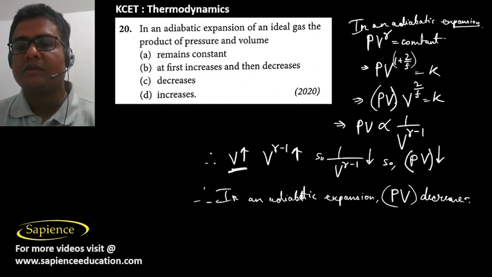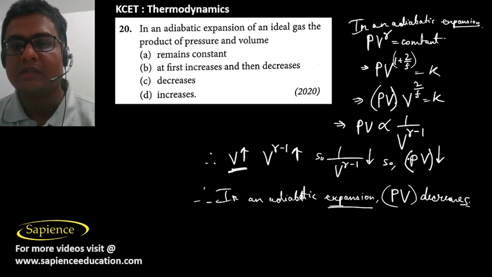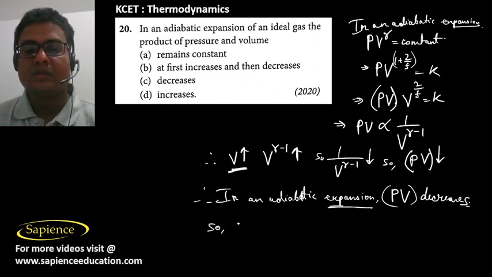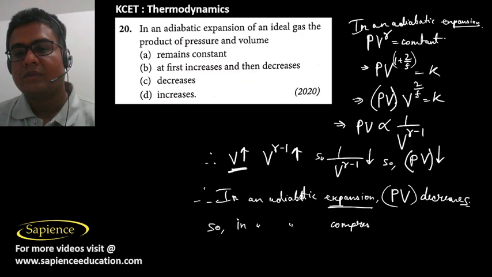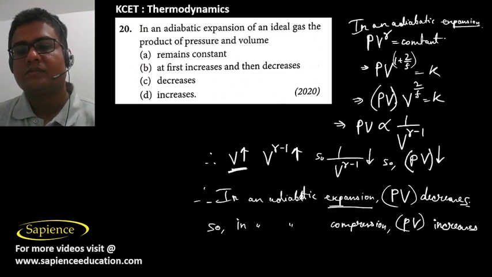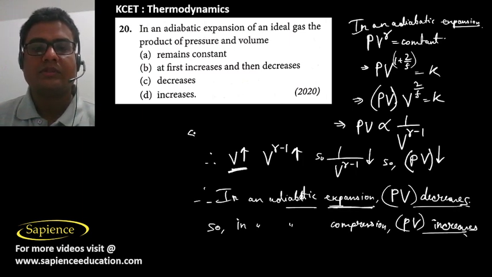So it means that when there is adiabatic compression, the volume will decrease, then the product of pressure and volume will increase. So we can also say that in an adiabatic compression, the product of pressure and volume increases. But here it is told about adiabatic expansion only, so the product will decrease. So option C is the correct answer.